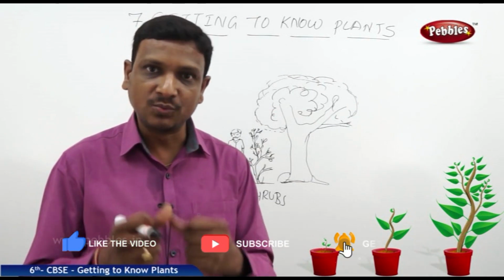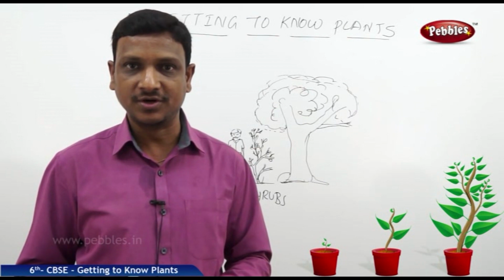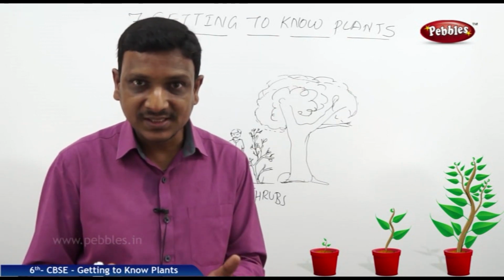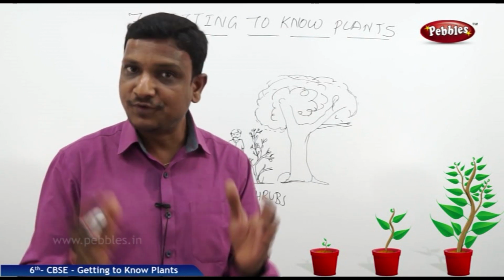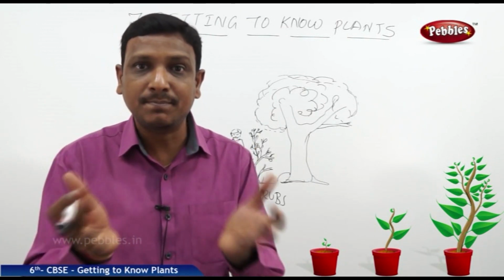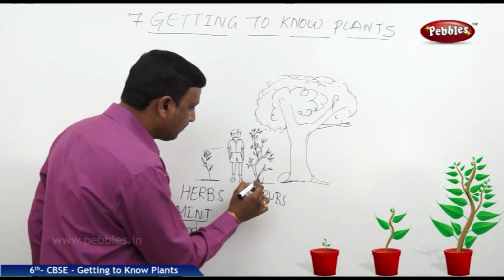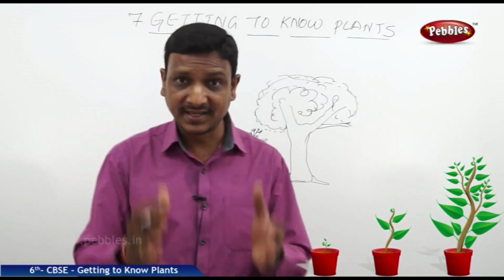How are the stems? They are woody and strong. And one more important feature of the shrubs is that their branches come from the base of the plant, right? So if you observe the base of the plant, you find so many stems arising at the base. You can see that from the base, you can find so many branches. Branching is done at the base.